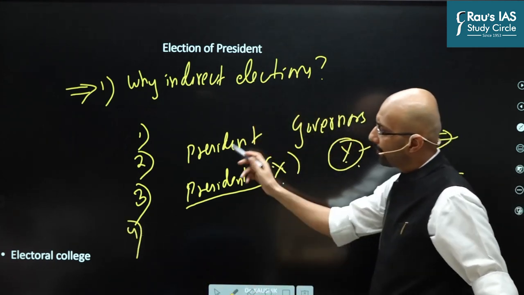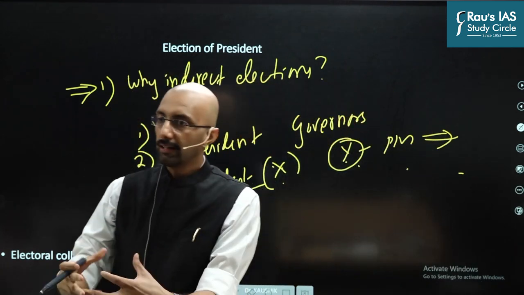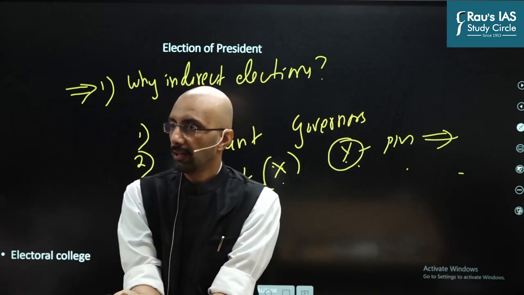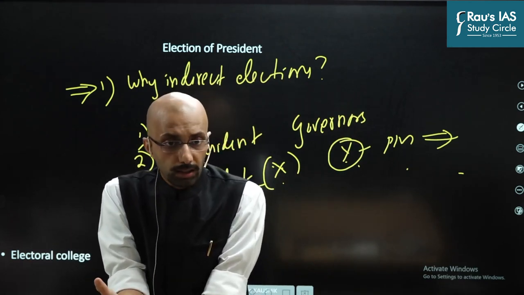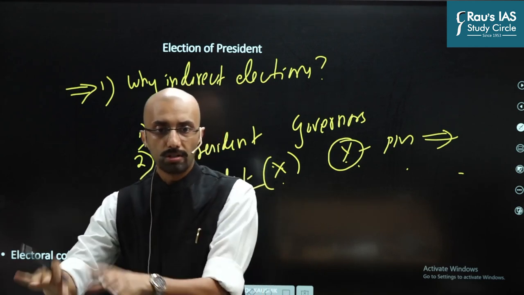Fourth point is that if the president of India is chosen directly, that means he will, of course, start an election campaign like the American president. He will start making some promises to the people of India. Ki bhai, please vote for me, people of India. If I become the president, I will do this, I will do this, I will do this.